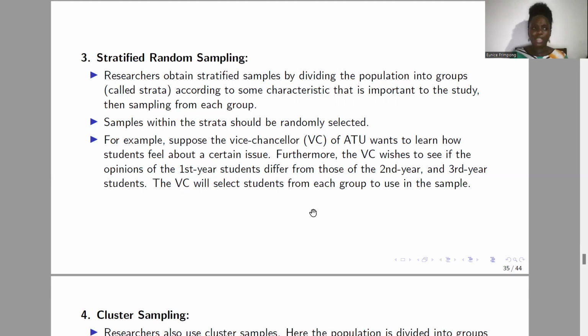However, he would want to know what first-year students think, what second-year students think, what third-year students think, concerning HND students. So instead of selecting 150 students out of the entire ATU student populace, you rather select 50 students out of first years, 50 out of second years, and 50 out of third years. So this is a form of stratified random sampling where you divide your population into different strata, and then in each of these strata, you perform random sampling.